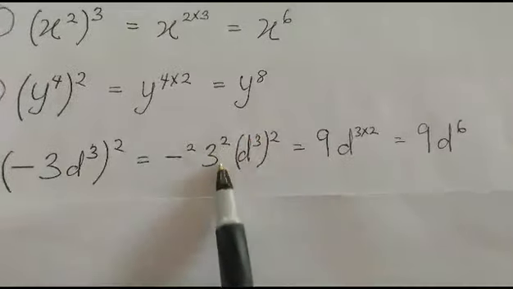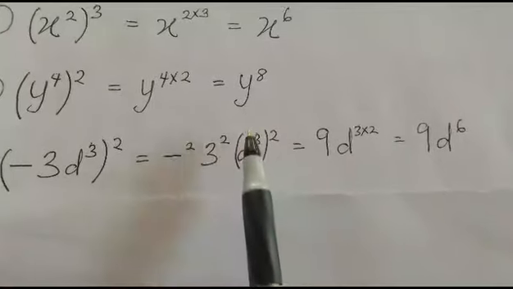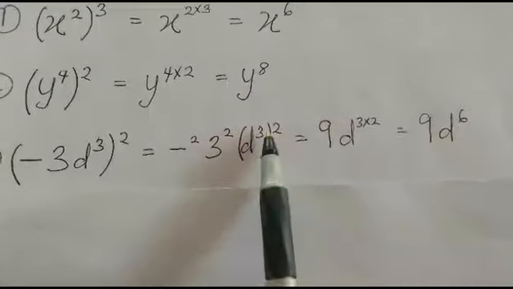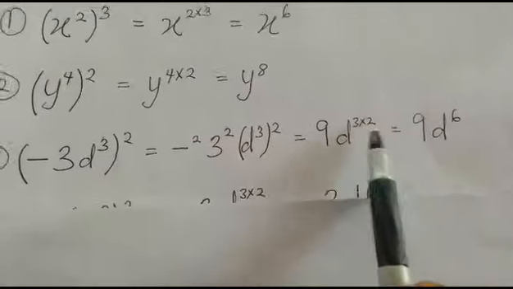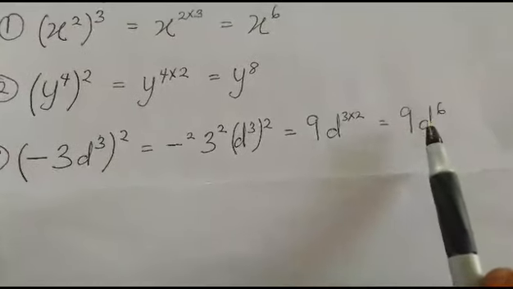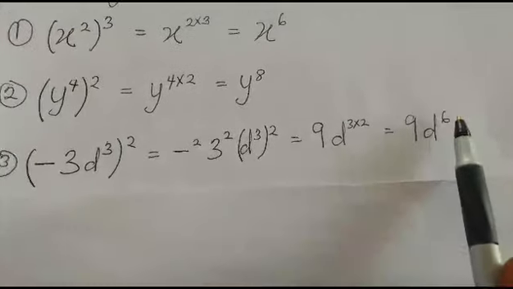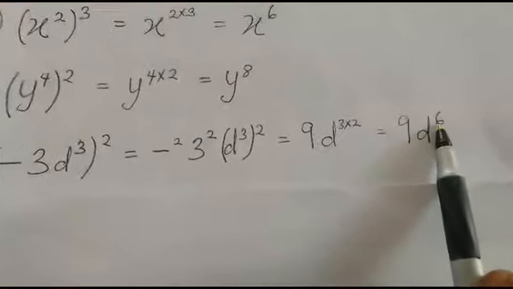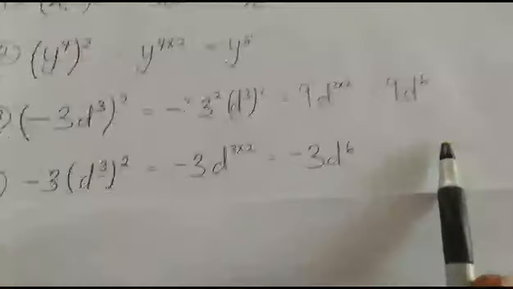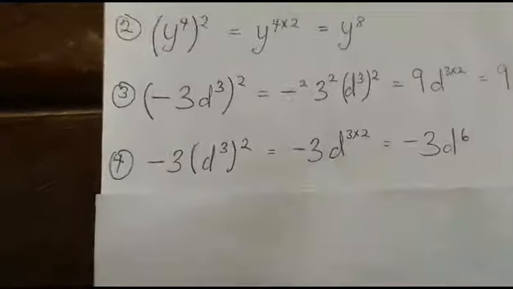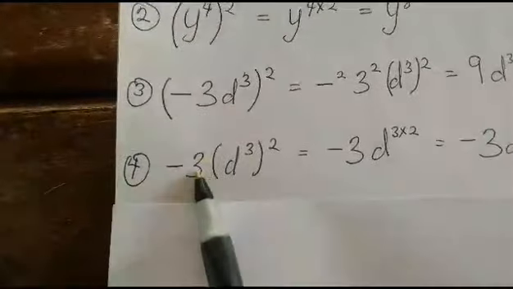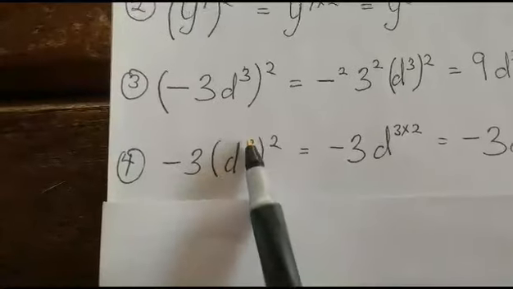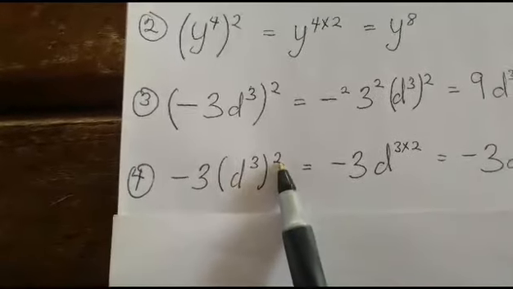Likewise, now we are having two powers beside this d: d raised to power 3 into bracket of 2. So we say d raised to power 3 times 2, which will give us 6. So the answer is 9d raised to power 6.